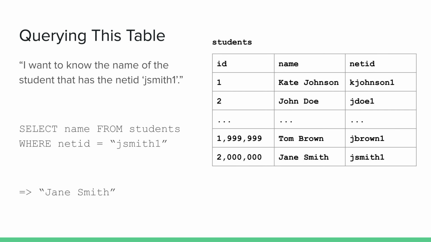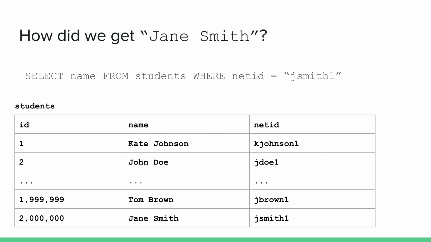So in SQL terms, if I were to ask this question, it would be select name from students where net ID equals jsmith1. And then looking at the table to the right, we can pretty plainly see that the answer to this question is Jane Smith. So that's easy enough, but how did we actually get there? With our human minds, we can look at this and easily see, oh hey, at the bottom there, net ID jsmith1. That's the correct row, so the name is Jane Smith.